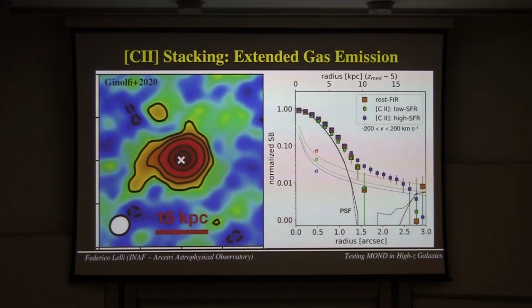So if we push hard and we beat down the noise in the data, we may be able to get more extended rotation curves.